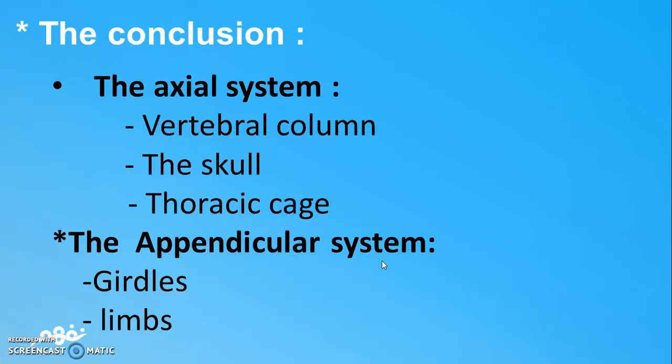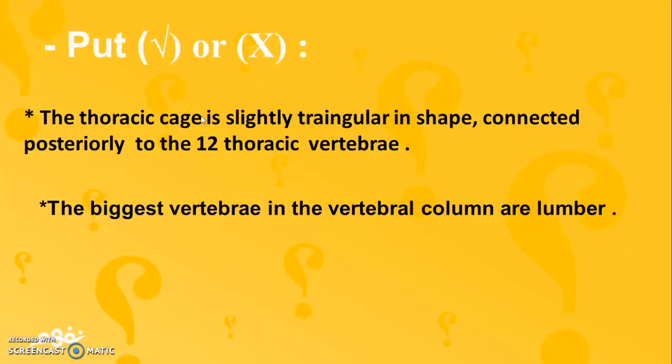The first question: put true or false. The thoracic cage is slightly triangle in shape, connected posteriorly to the 12 thoracic vertebrae. It's really 12 thoracic vertebrae, but it's not triangle, it's conical, so it's wrong. Next: the biggest vertebra in the vertebral column is the lumbar. It's correct, because the lumbar is really the biggest vertebra in the vertebral column.